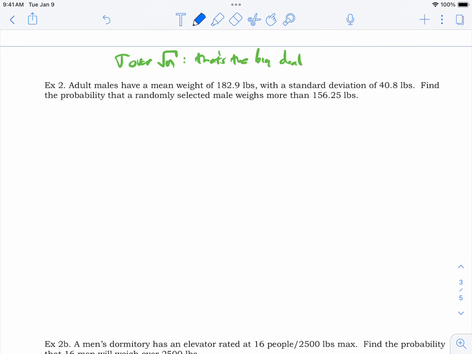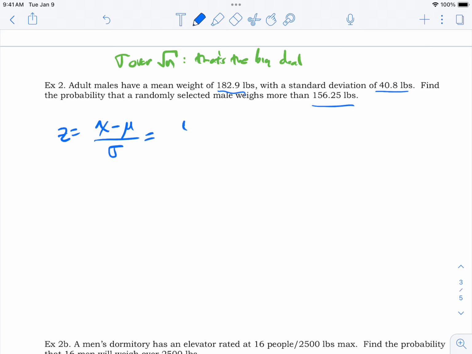Adult males have a mean weight of 182.9 with a standard deviation of 40.8. Okay, I don't know what year that was, but okay. Find the probability that a randomly selected male weighs more than 156.25. I don't know why we're interested in that particular weight, but we can do this. It's an individual. Do it the old way. Maybe you should do it the old way, just for practice. You can pause and you can come back.